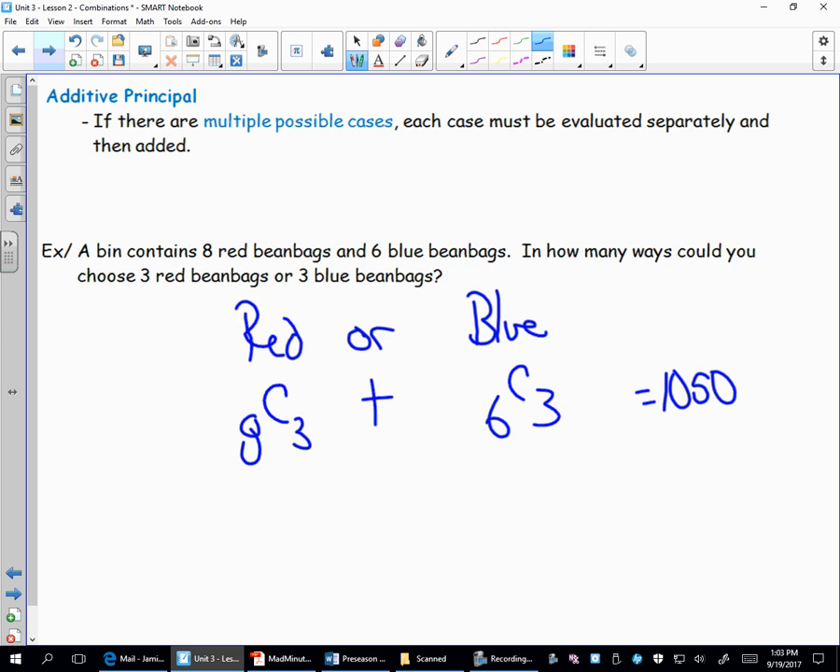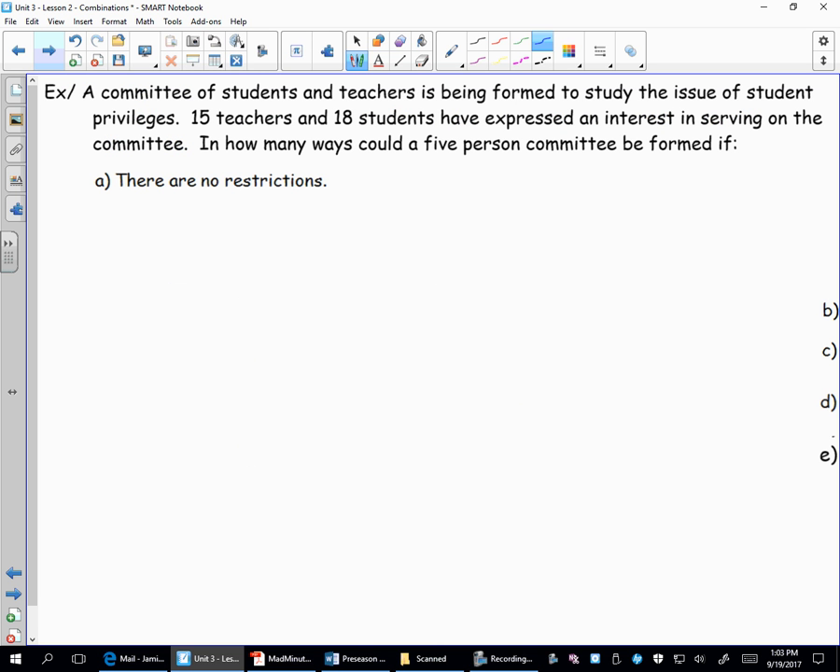Okay, so let's go to the standard typical question. This is our big question. We've got parts and pieces we're going to look at. And as I said, this is our typical question. We do a quiz. This is the question you're going to get in your quiz. So we have a committee. It's the fancy way of saying a group of students and teachers being formed to study the issue of student privileges. We have 15 teachers and 18 students who have expressed an interest in being on the committee. We want to make a 5-person committee.